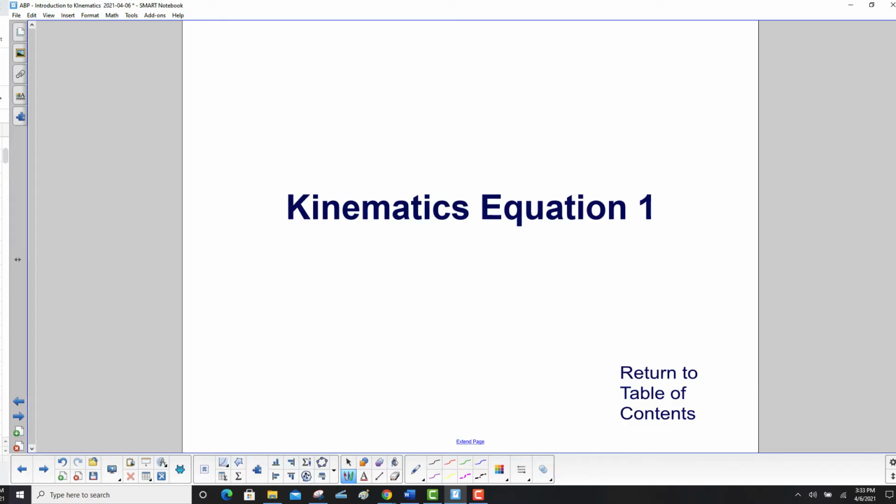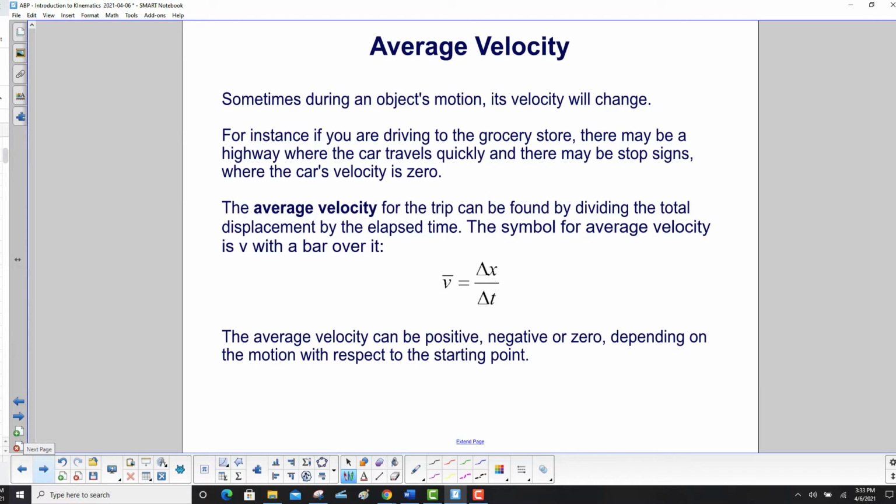Kinematics Equation 1. Sometimes during an object's motion, its velocity will change. For instance, if you're driving to the grocery store, there may be a highway where the car travels quickly, and there may be stop signs where the car's velocity is 0. The average velocity for the trip can be found by dividing the total displacement by the elapsed time.